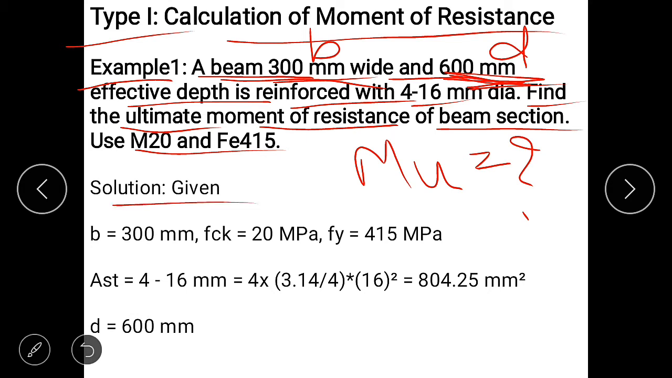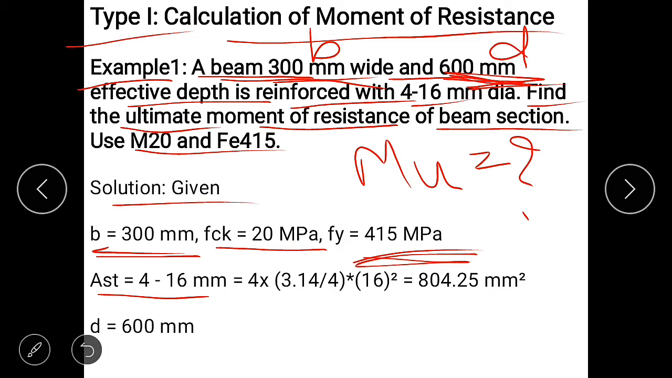Okay, so solution here in this numerical, width B is given as 300 mm, FCK is given as 20, the characteristic strength of concrete is 20 MPa, Newton per mm square. Steel grade is given, Fe415 Newton per mm square. AST is given as 4 bars of 16 mm.